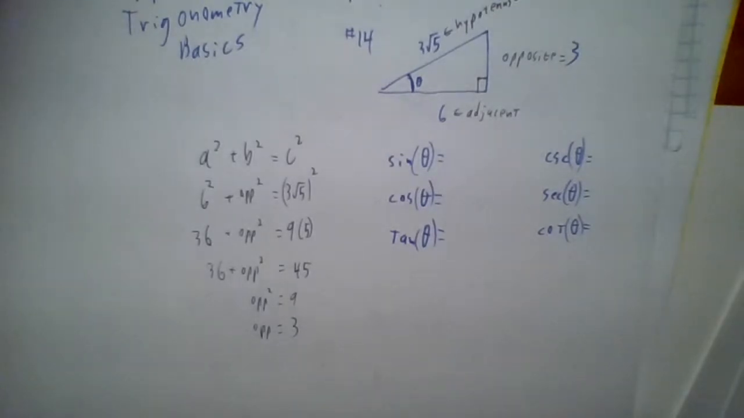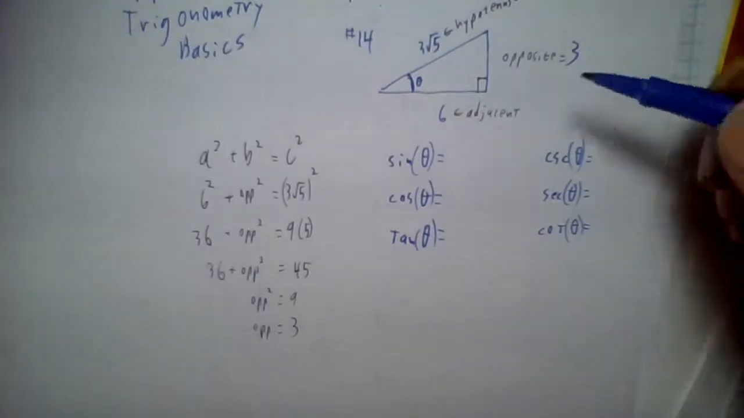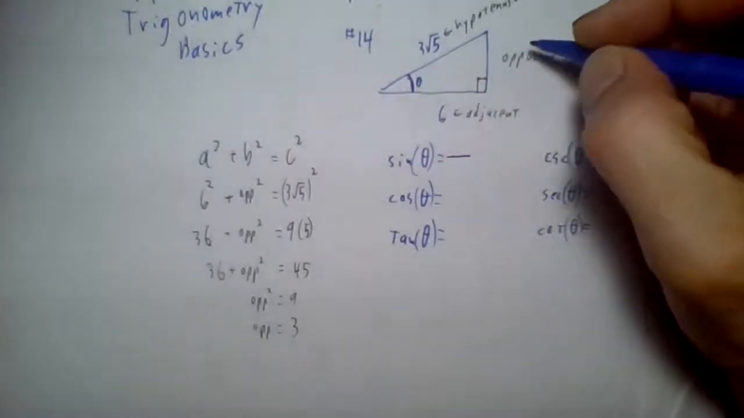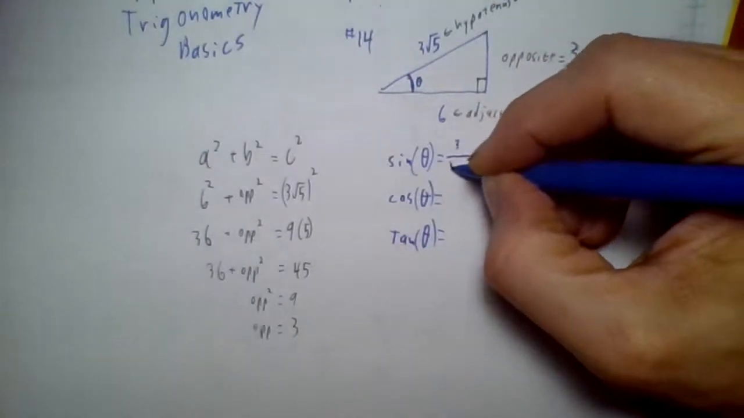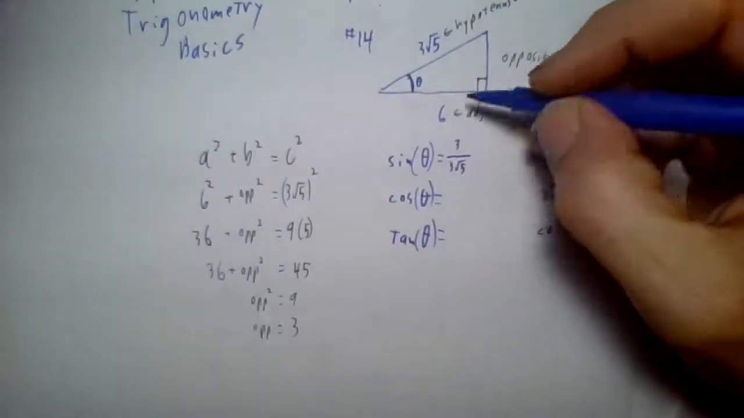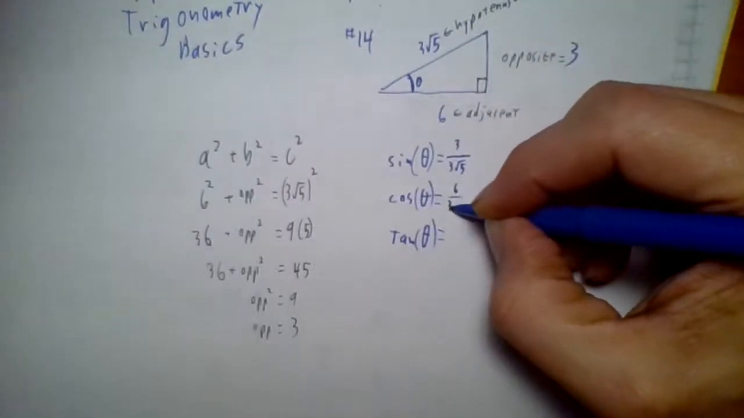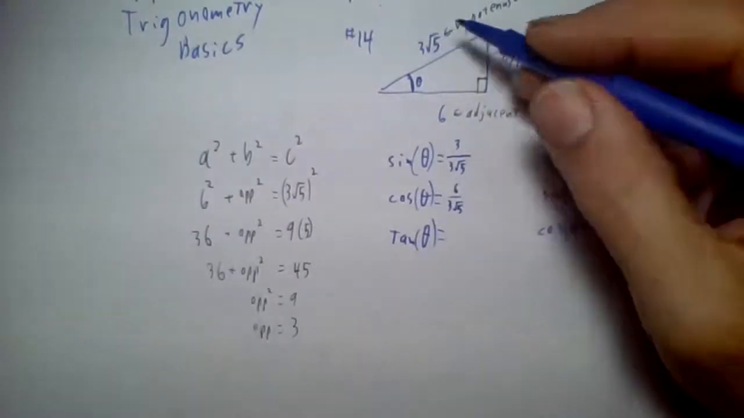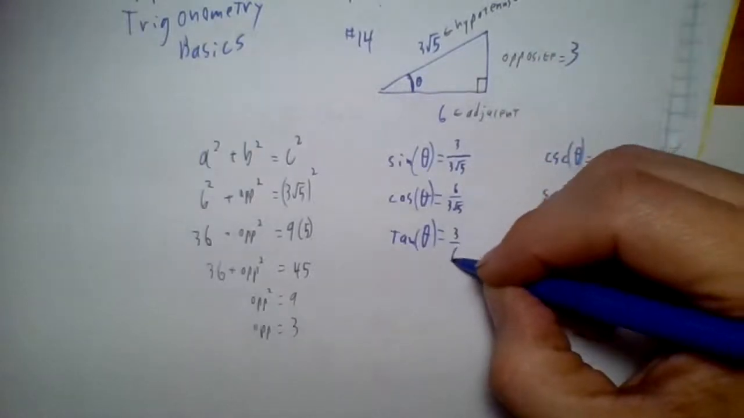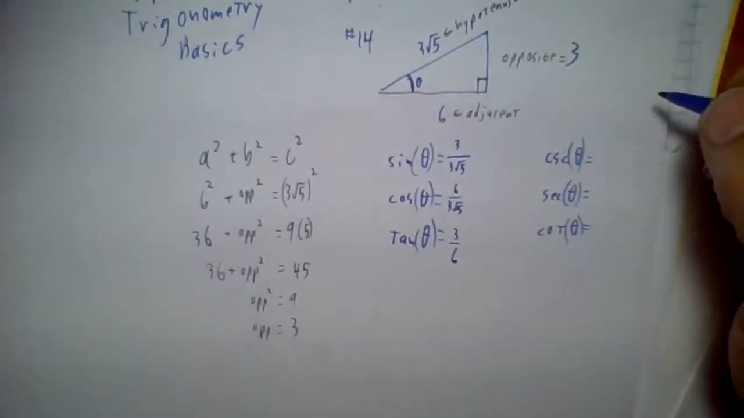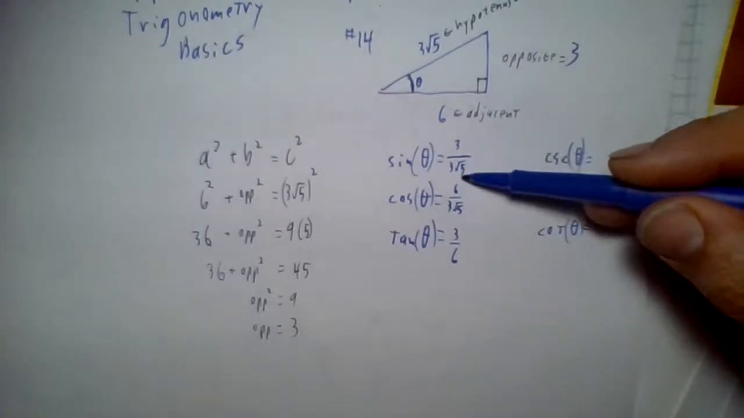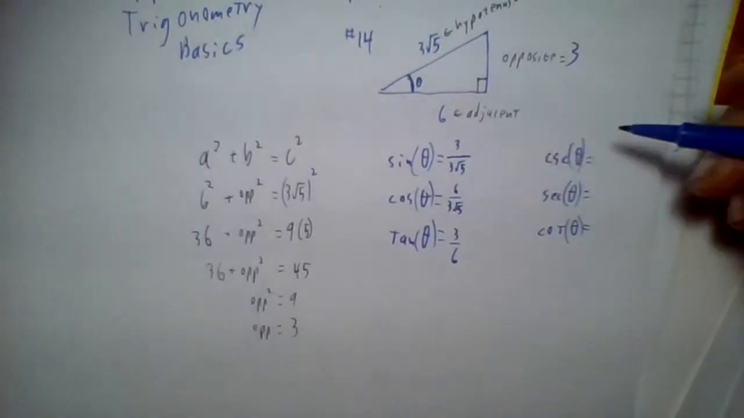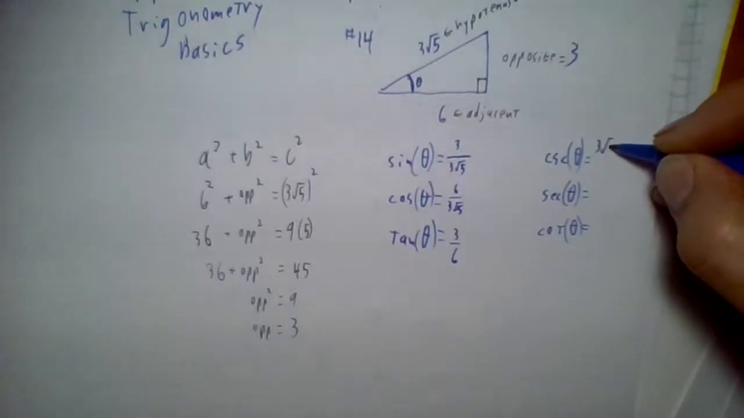The output for these functions is a ratio of stuff. And sine theta is defined to be the opposite over the hypotenuse. So that's 3 over 3 square root of 5. And these are similar. Cosine is the adjacent over the hypotenuse. And tangent is opposite over adjacent. So 3 over 6. And these 3 are defined similarly, except they're the reciprocals of these. This is hypotenuse over opposite. This would be 3 square root of 5 over 3.